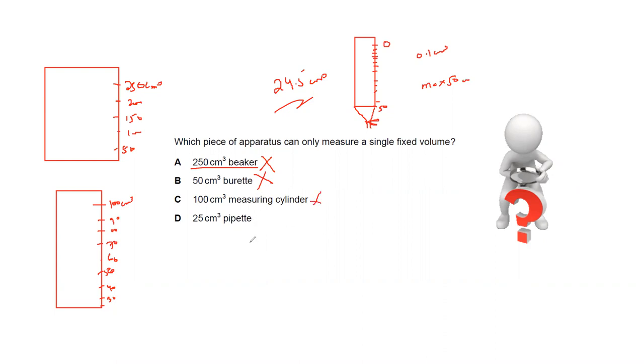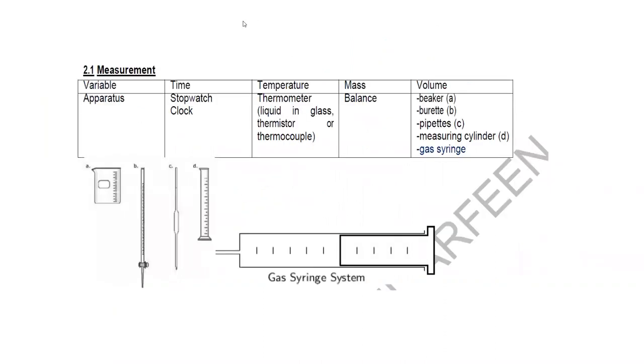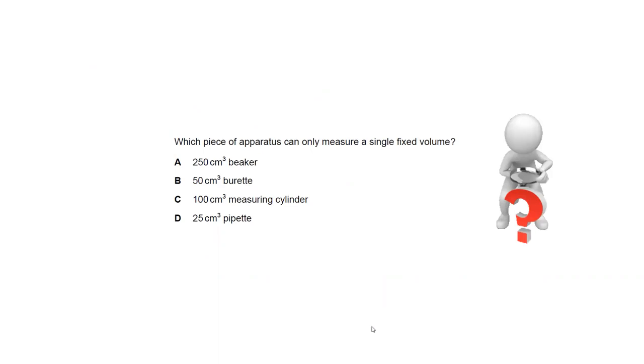But what about the pipette? When you check the pipette, it has only one mark, and that is the 25 cm3 mark. There is no other marking on the pipette. So when we fill up this pipette and the volume of the liquid reaches this point, it means we have 25 cm3 of liquid. Is it clear? Is it clear to everyone why D is the right answer?